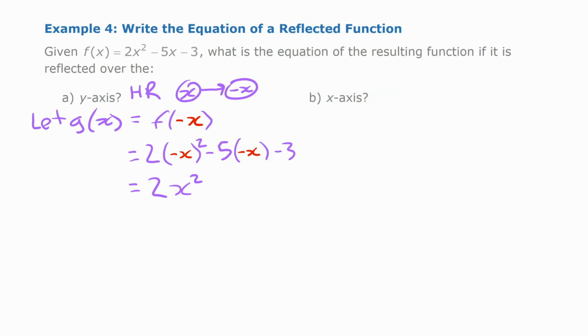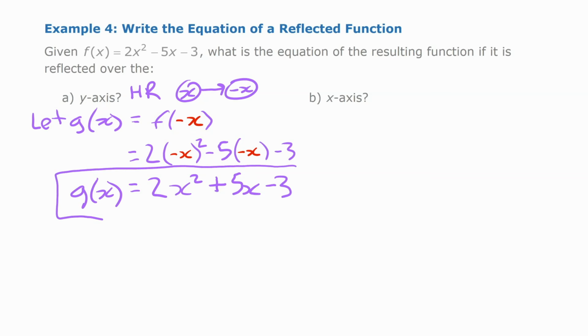Whereas in this second thing here, you have -5 times -x. -5 times -x is actually going to be, and this is important here, plus 5x, and the -3 stays the same. All right? So the squared term here didn't actually change. 2x squared is still 2x squared. The only term that changed sign was this one, where there's just an x there, right? So that's my equation of g of x.